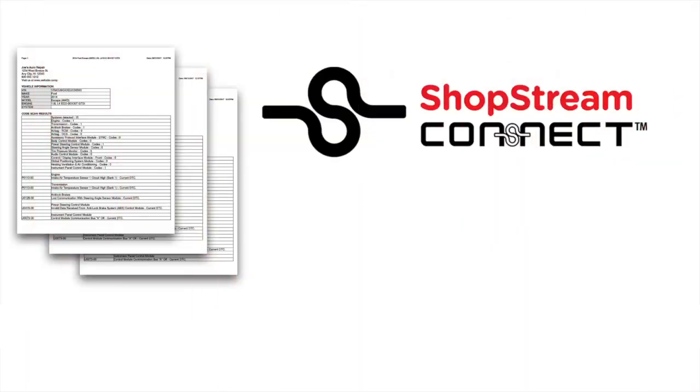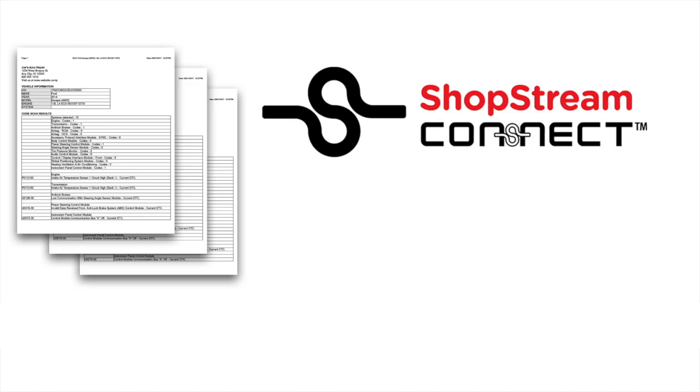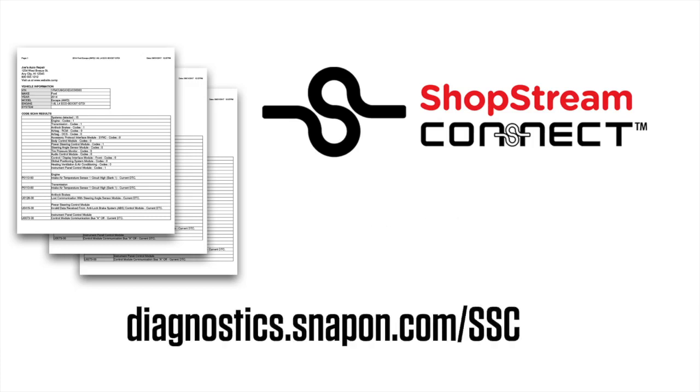Saved DTC XML files can also be transferred to a personal computer using ShopStream Connect. Once the diagnostic tool is connected to the PC, XML files can be viewed, printed, transferred, and copied. XML files transferred with ShopStream Connect are text files containing vehicle information and the diagnostic trouble code list. ShopStream Connect is a companion program that is available online at no charge. Please visit this website and download the free application.